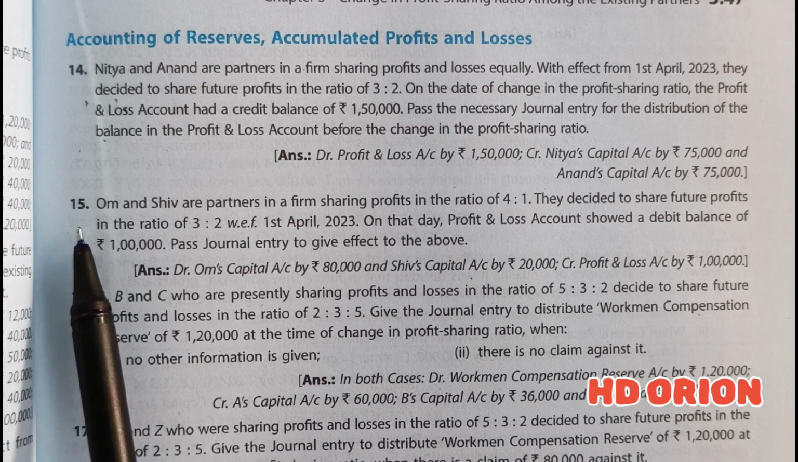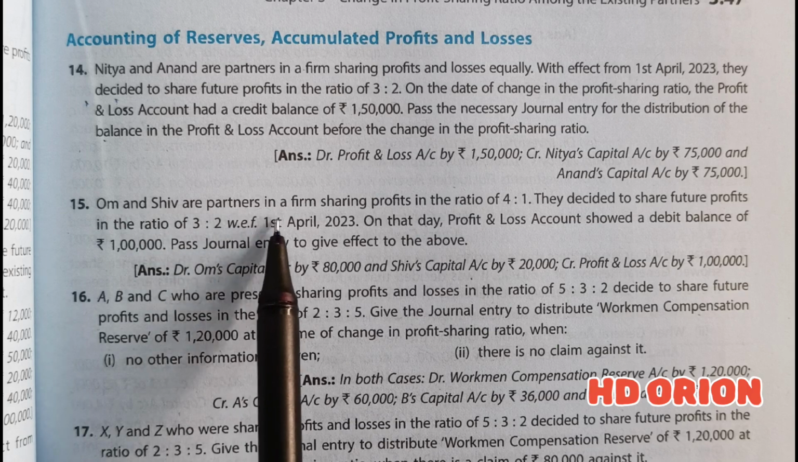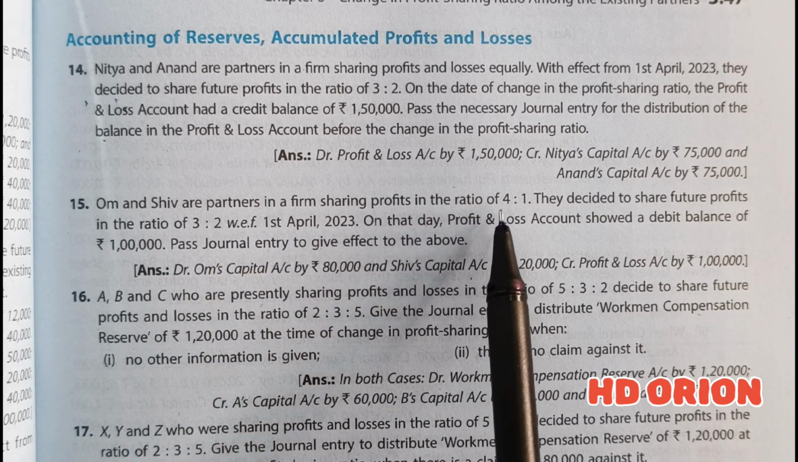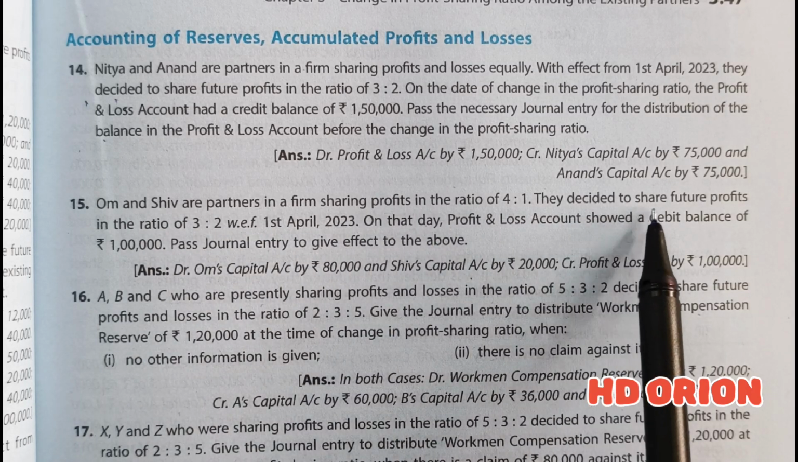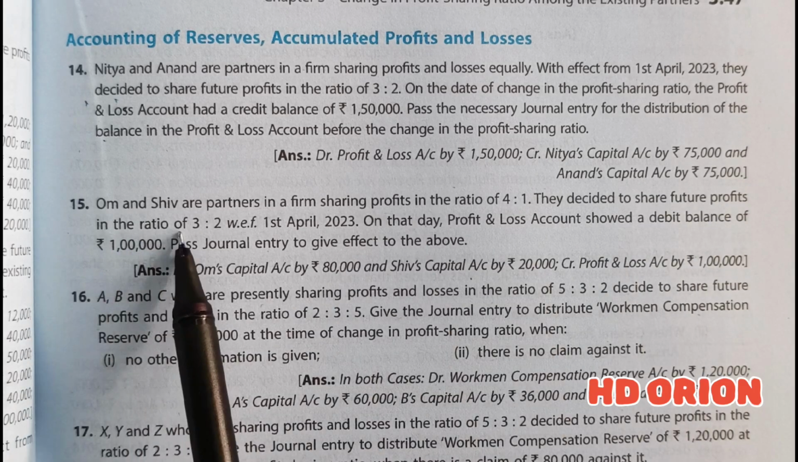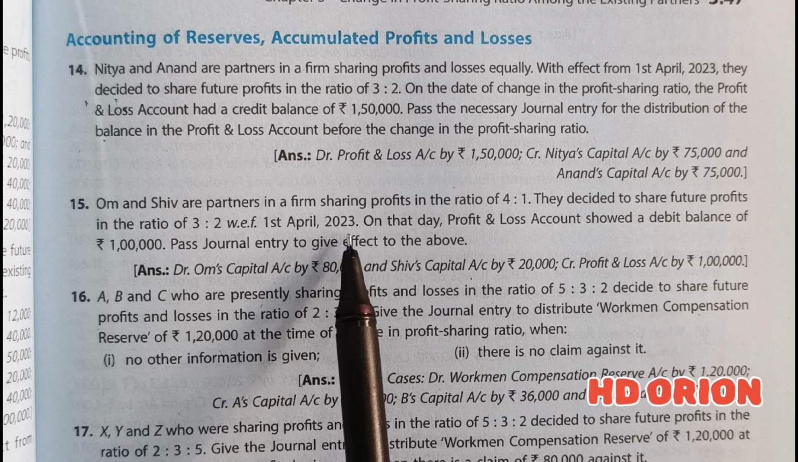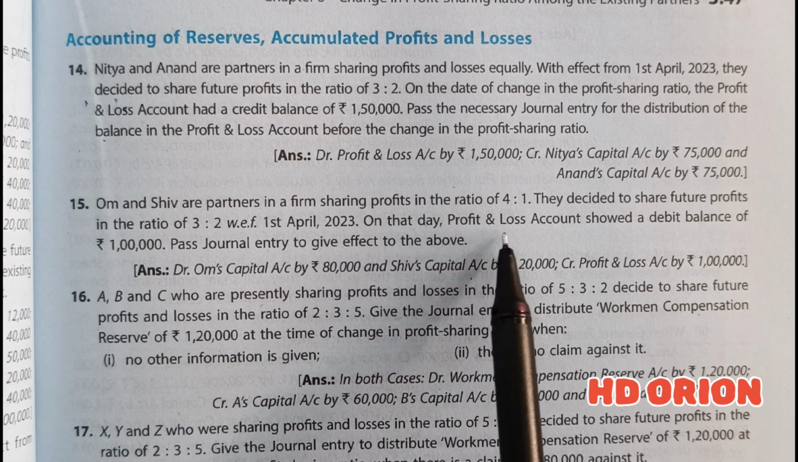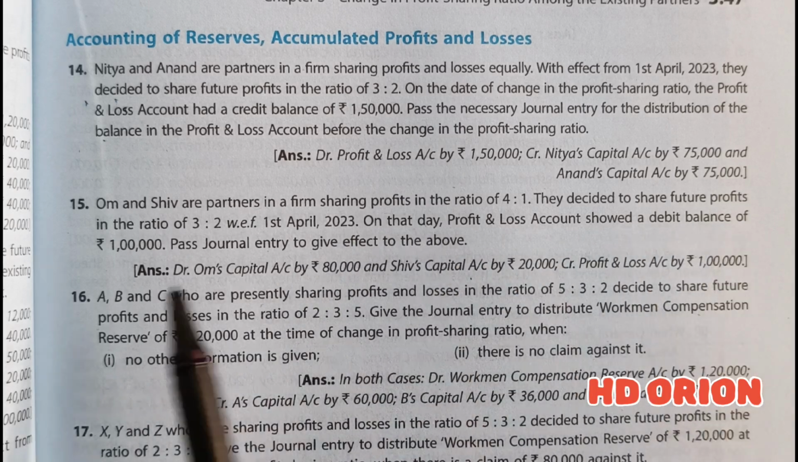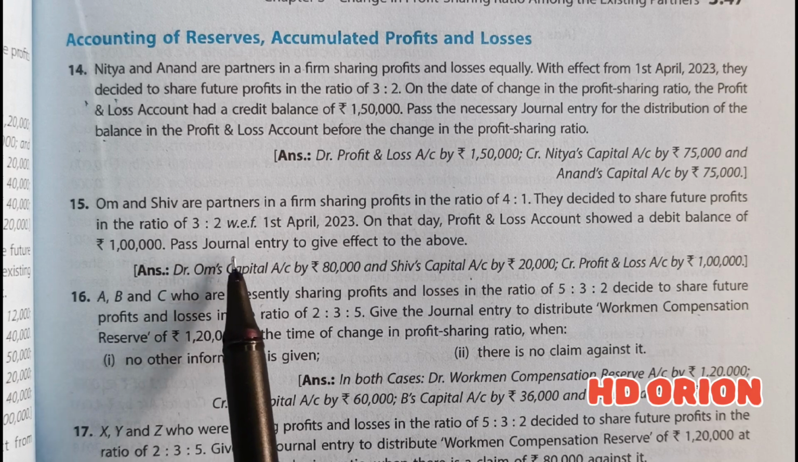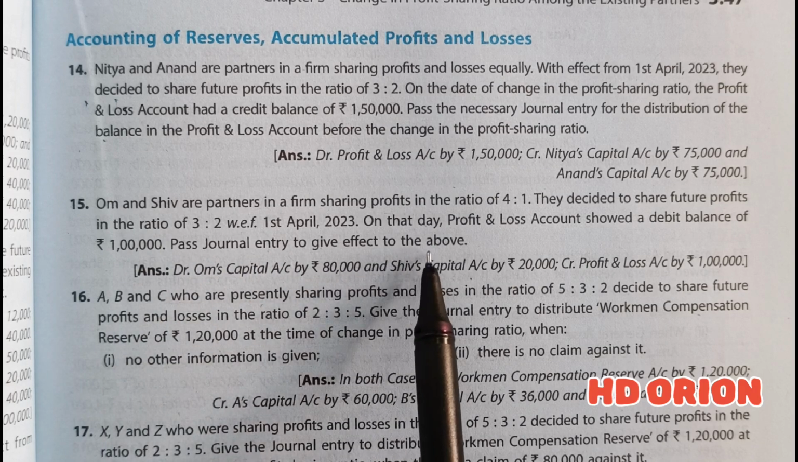Now let us see question number 15. Om and Shiv are partners in a firm sharing profits in the ratio of 4:1. They decided to share future profits in the ratio of 3:2 with effect from 1st April 2023. On that date, profit and loss account showed a debit balance of rupees 1 lakh. Pass journal entry to give effect to the above.